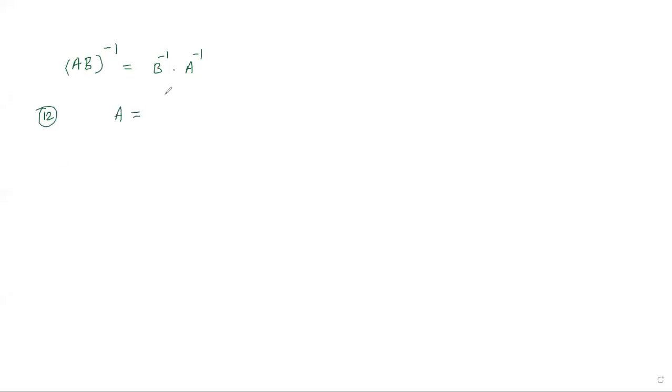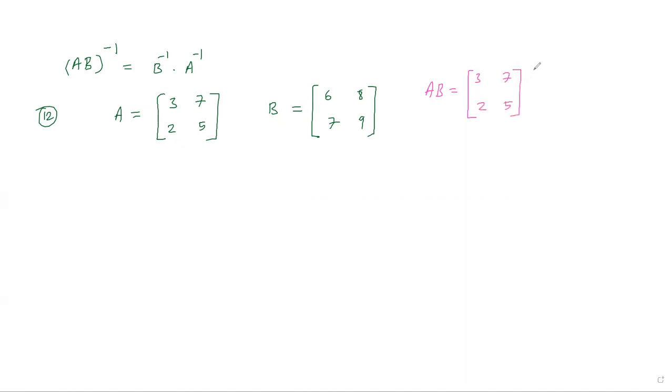So A is equal to 3, 7, 2, 5. B is equal to 6, 8, 7, 9. Okay. So we'll try to find AB first. So this 3, 7, 2, 5 and 6, 8, 7, 9. We can multiply this because both are 2 by 2 matrices. So you can easily multiply.